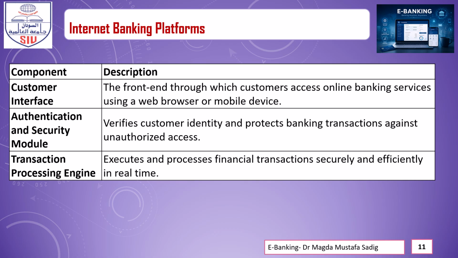Now that we understand the services provided by internet banking, let us examine the major components that make these services possible. The first component is the customer interface. The customer interface is the part of the system that customers actually see and use. It is usually a secure website or web portal that customers access using an internet browser. Some banks also provide a similar interface through mobile applications.